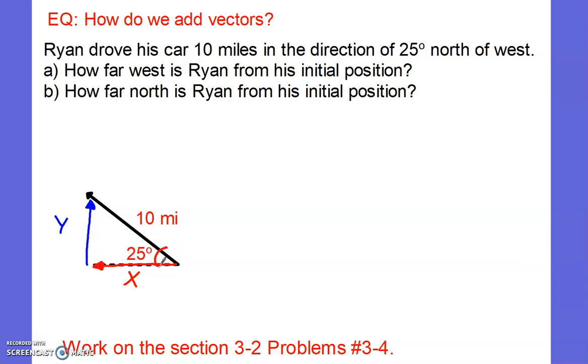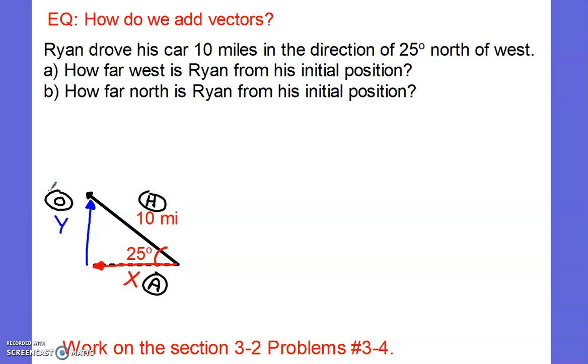The first thing I'm going to do is label my different sides, which are the opposite, hypotenuse, and the adjacent. So the angle is on the right. The opposite of right is left. So the side Y is my opposite. My hypotenuse is the longest side, so that's the 10 miles. And then the adjacent side is the one left over. It's the one touching the angle, but is not considered my hypotenuse.